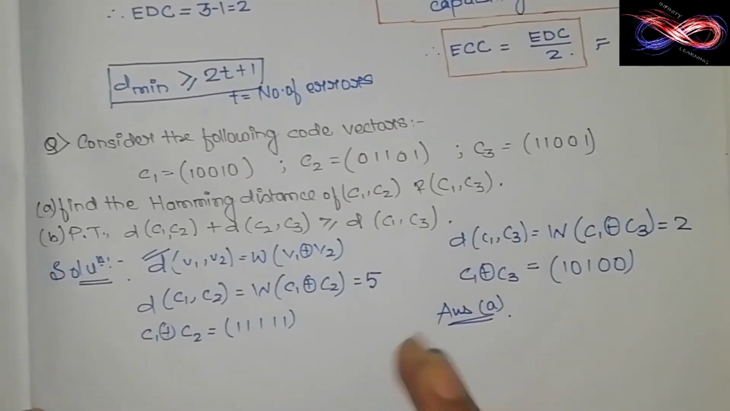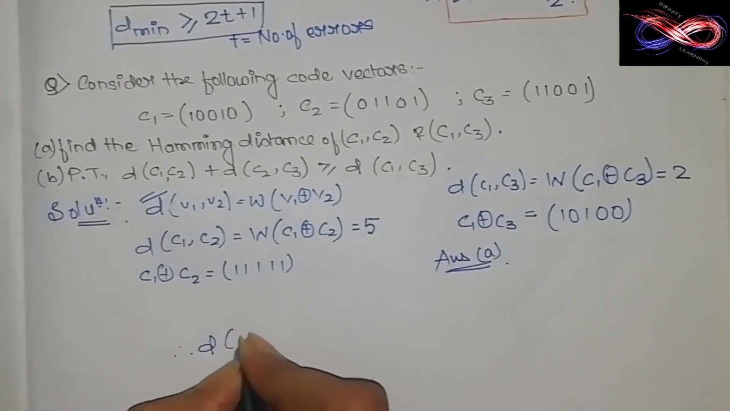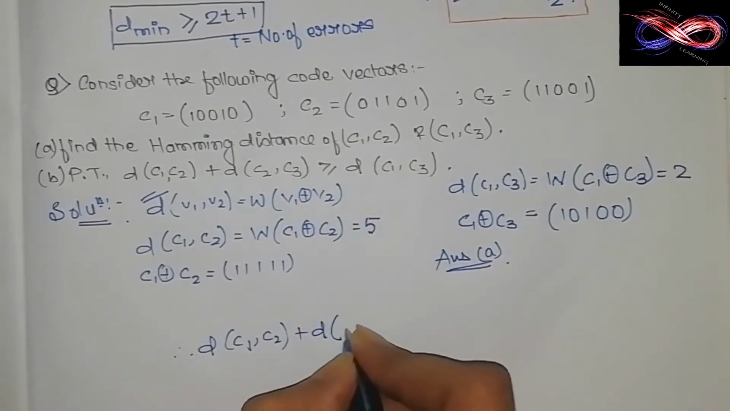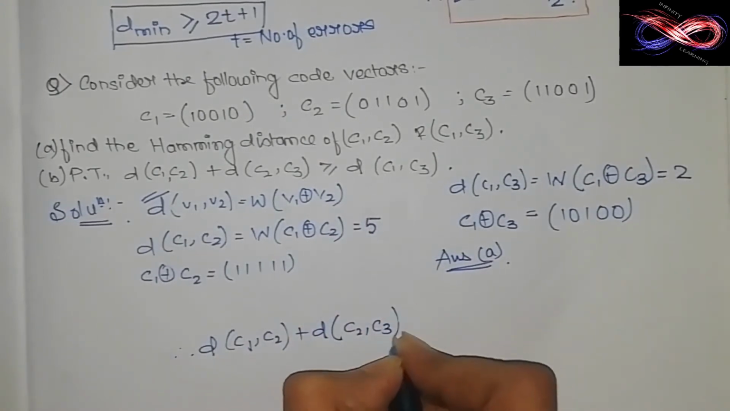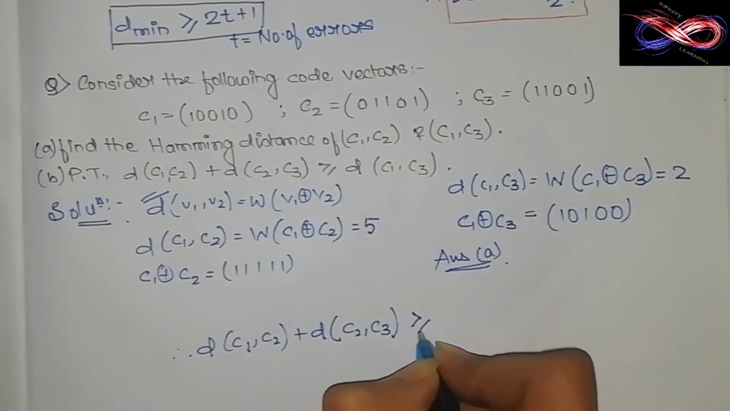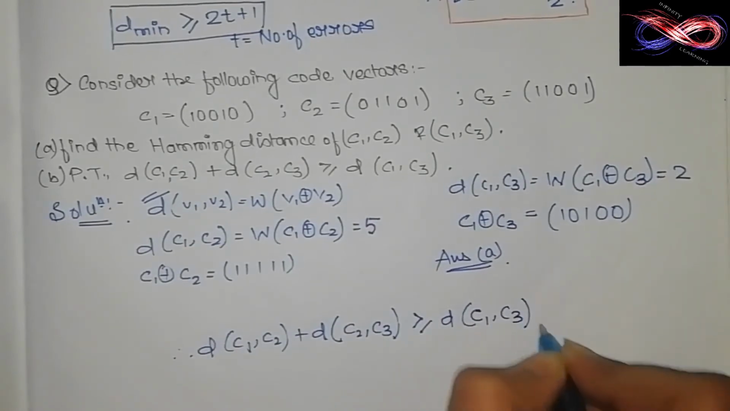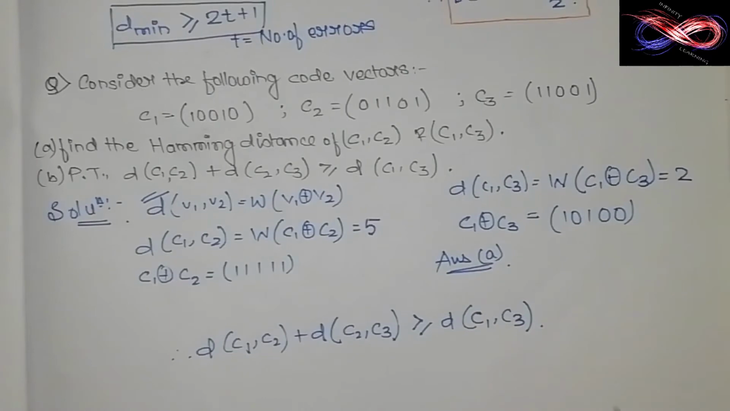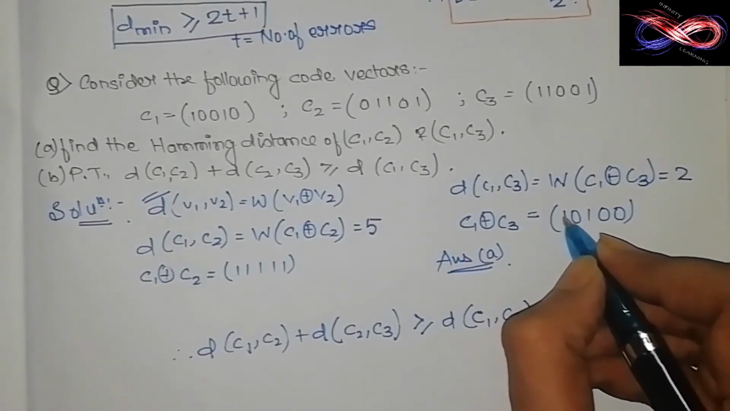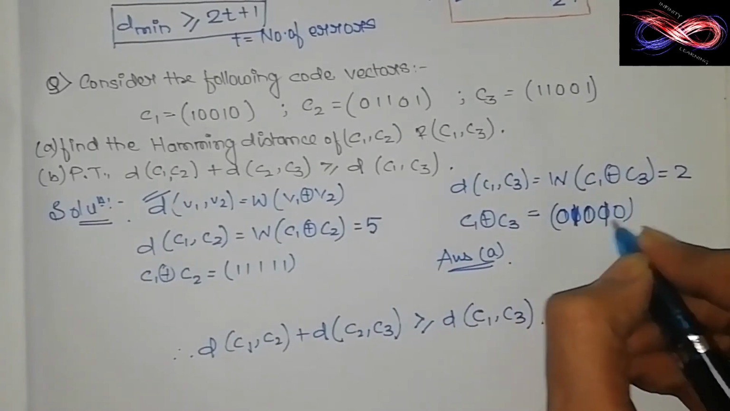Now the second one, we need to prove the inequality. So d of c1 comma c2 plus d of c2 comma c3 should be greater than or equal to d of c1 comma c3. Sorry, I have made a mistake. This c1 and c3 will be equal to 0 1 0 1 and 1.